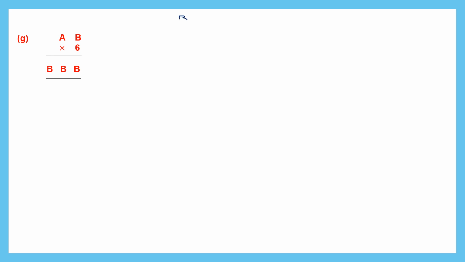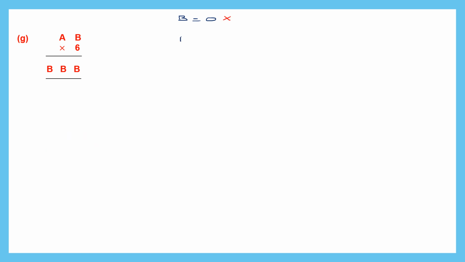So if we say B is equal to 0, then here AB will be A0 into 6. And since there are 3 B's, the answer is going to be all 0. Okay, and this is not possible. So B cannot be 0. So now we'll go on to the next digit. Can B be equal to 1?